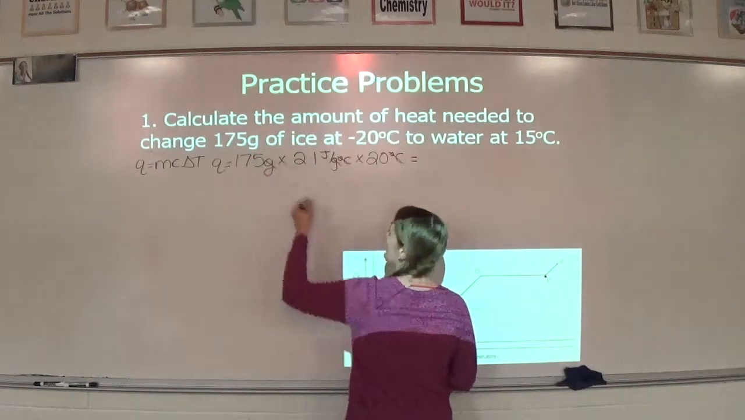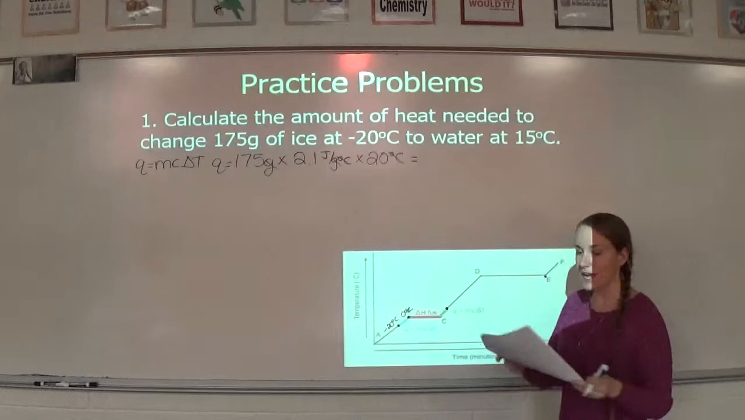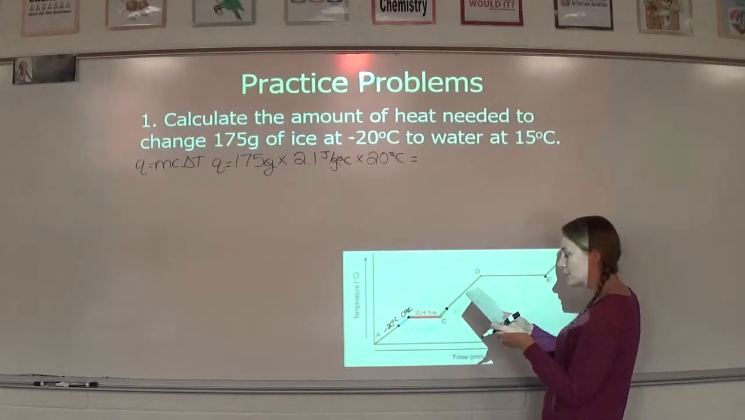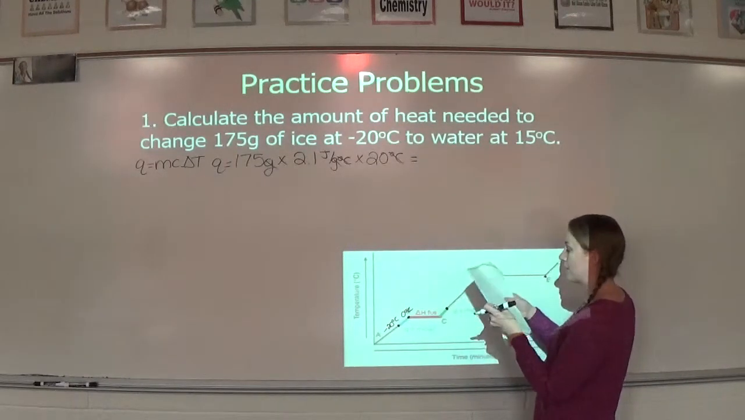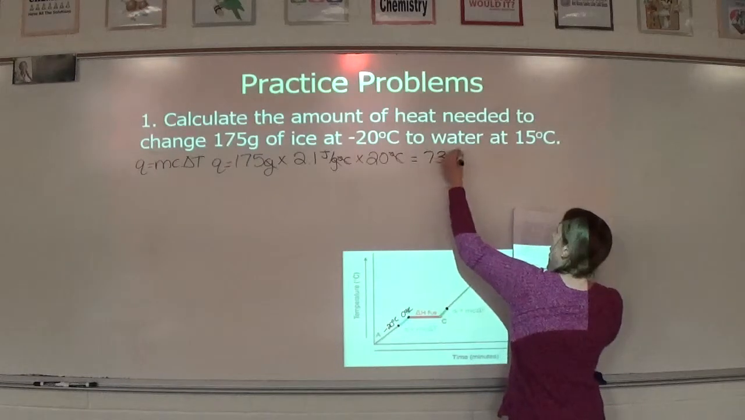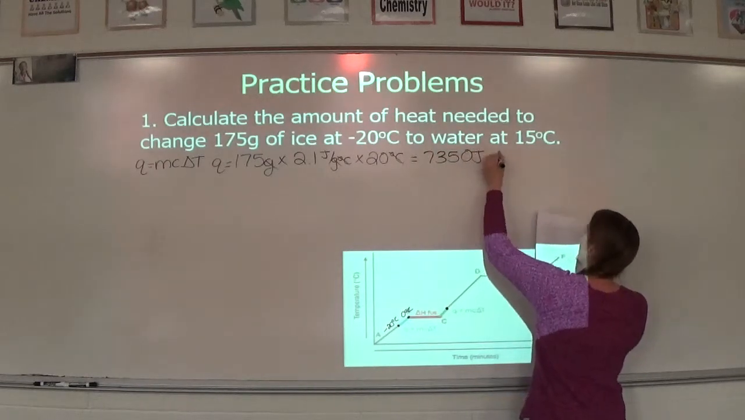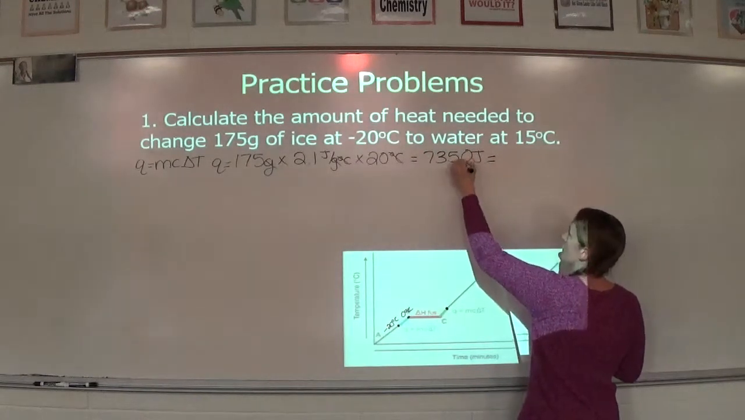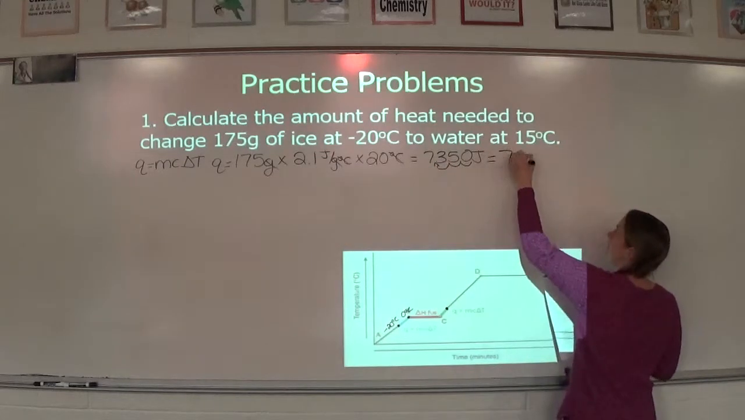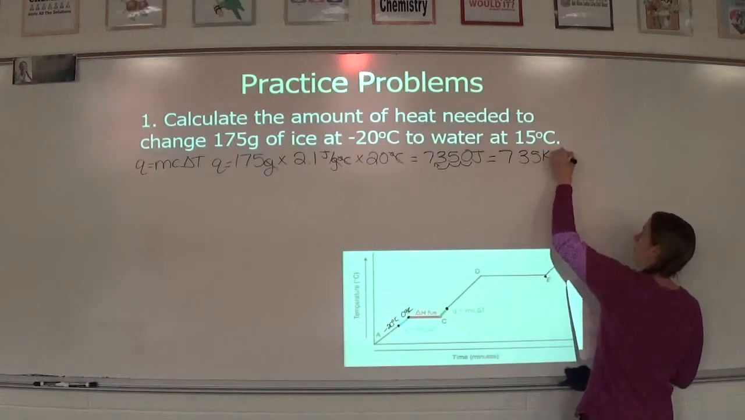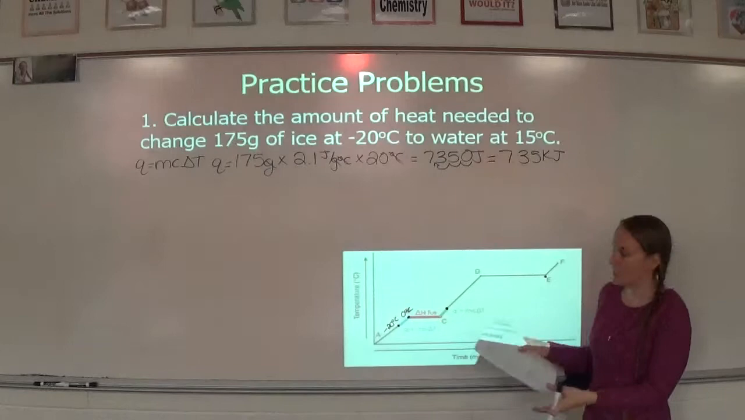So Celsius cancels, grams cancel. And so once I multiplied for this one, I got 7,350 joules, which I'm going to go ahead and convert, so 1, 2, 3, to 7.35 kilojoules. I'm just going to go ahead and convert because I already know I'm going to need to.